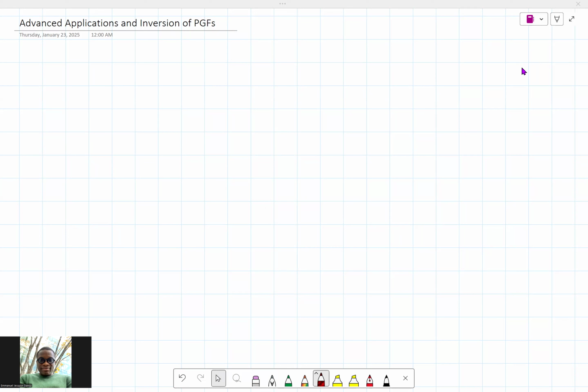We are still talking about generating functions, and in this video, I'll be talking about advanced applications and inversion of probability generating functions. The objective is to learn how to use probability generating functions to solve more complex problems and to understand how to invert probability generating functions to recover the probability distribution.